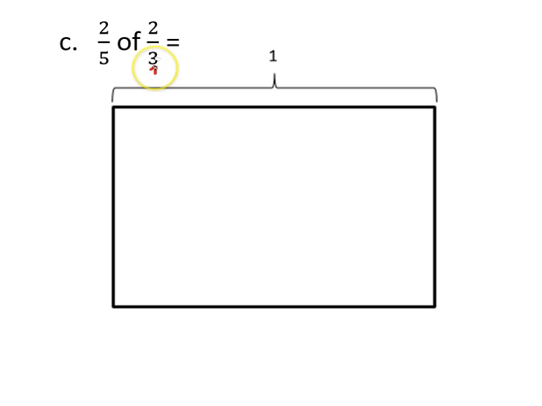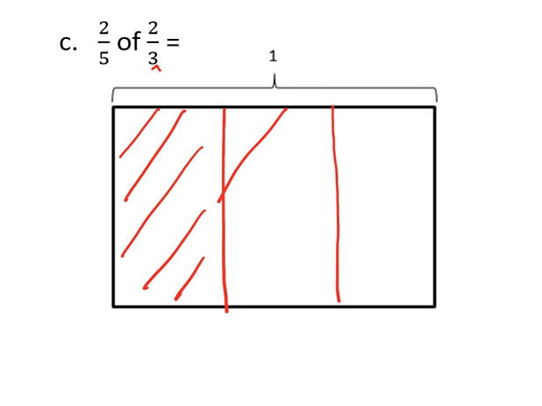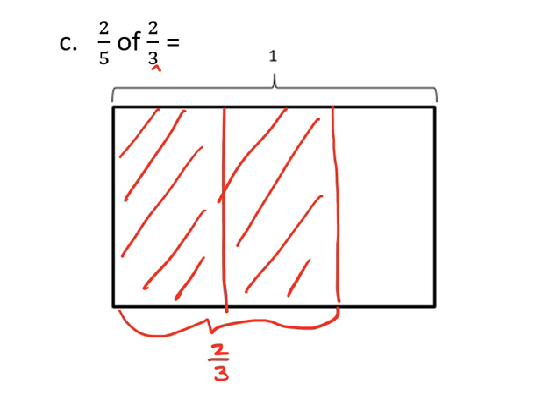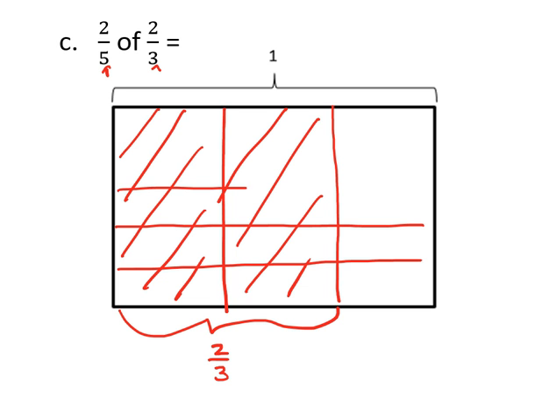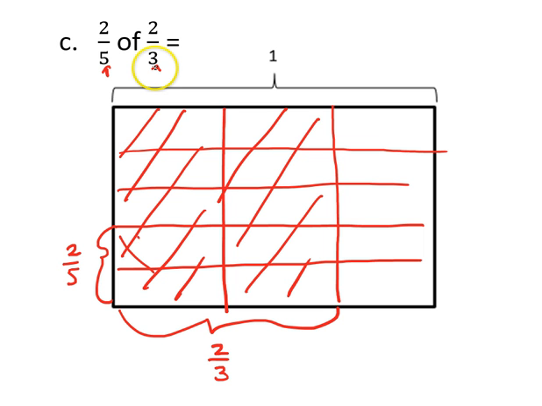That means I'm going to start by drawing 2/3 on my fraction model. I'll divide it into thirds and shade in 2 of those pieces. That shows me 2/3. To find 2/5 of that, I'm going to draw my fifths horizontally across the model. So I'll divide it into 5 pieces horizontally. And we'll look at 2 of those rows because it's 2/5. We're going to shade those 2 rows in.